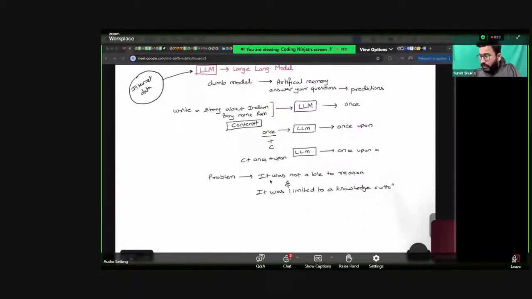What is the meaning of knowledge cutoff? Knowledge cutoff means this particular model was trained on the internet data till a particular date. So for example, ChatGPT 4 was trained on the data till 2022. It was not getting updated every day, so it was not able to get you real-time answers. Let me show you something.